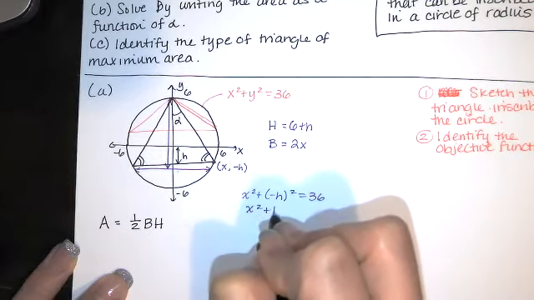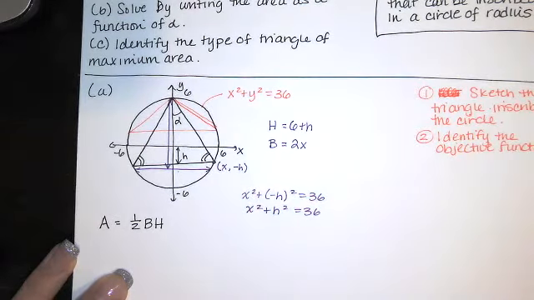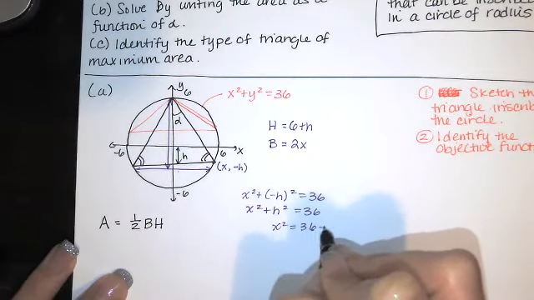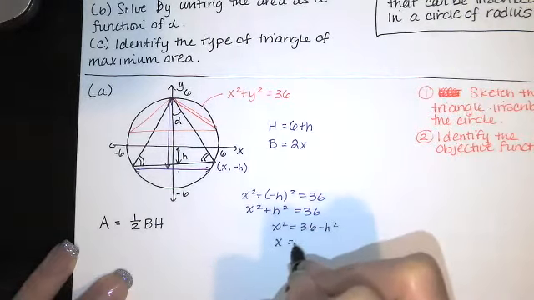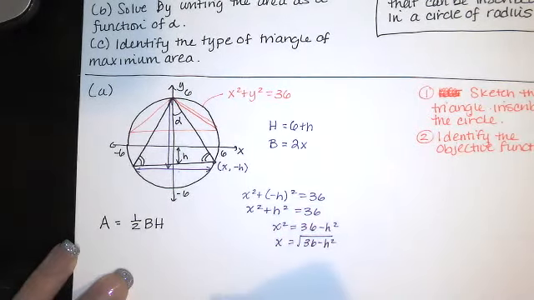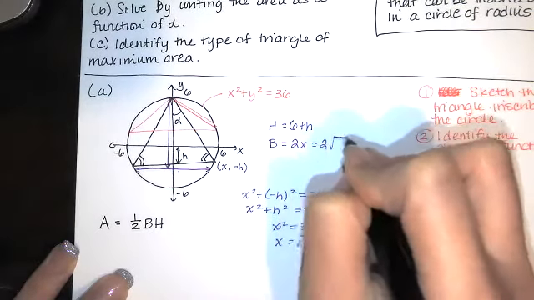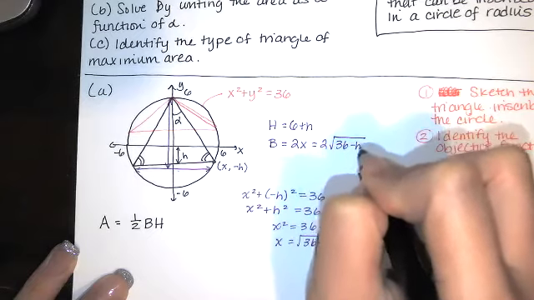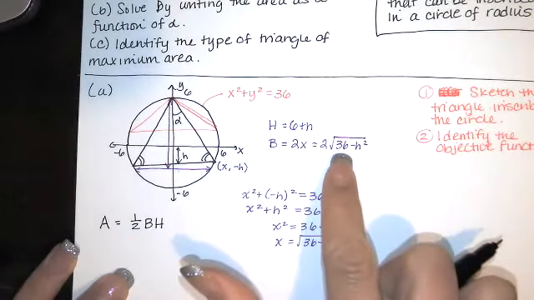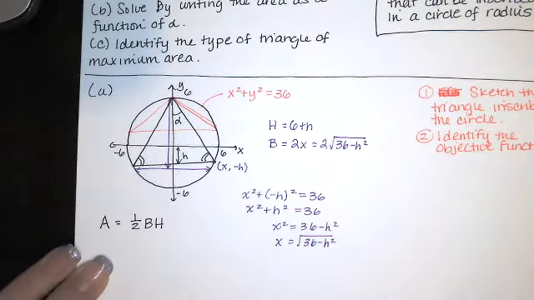So I can take this, simplify it, negative h times negative h is positive h squared, and then just solve for x. So x turns out to be the square root of 36 minus h squared. Now I've got the height of my triangle in terms of h and the base of my triangle in terms of h. So I can write this area as a function of h only.